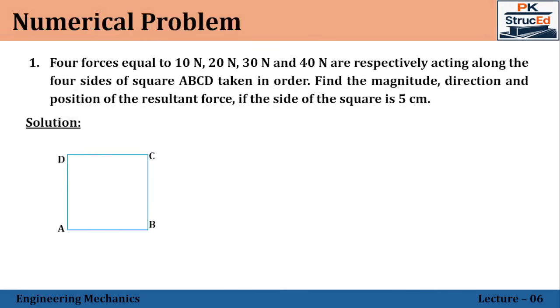Now let us apply it in a problem. We have four forces, 10, 20, 30 and 40 Newton, respectively acting along the four sides of a square ABCD taken in order. We are supposed to calculate the magnitude, direction as well as the position of the resultant force, and they have given the side of the square as 5 centimeter.